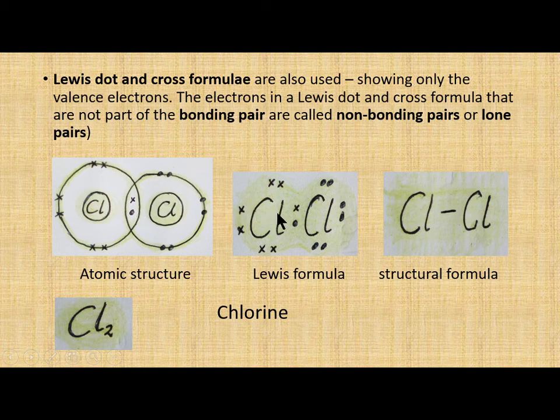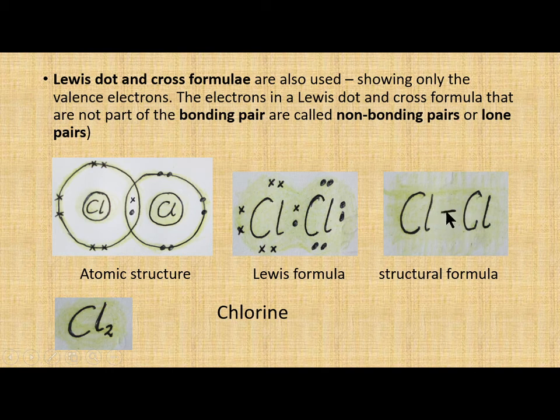Coming to Lewis formulas, when you're writing Lewis formulae, you have to make sure that the shared electrons are placed like this. Do not place them horizontally. Let them be vertical like this, so that they belong to both atoms. They're being shared, and these two electrons are represented by a dash.